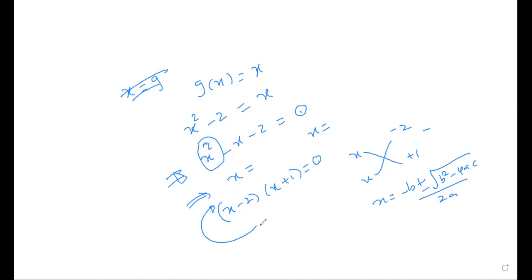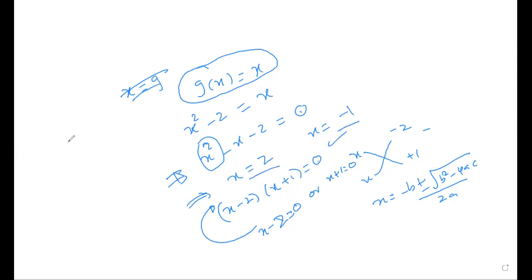So what will be the answer? We have to equate each factor to 0: x minus 2 is equal to 0 or x plus 1 is equal to 0. So x equals 2 or x equals minus 1. Am I right? Let me check your answers. Okay, 2 and minus 1. Yeah, good. So what you do is you equate whatever g(x) is to x. Then these are the roots we have.